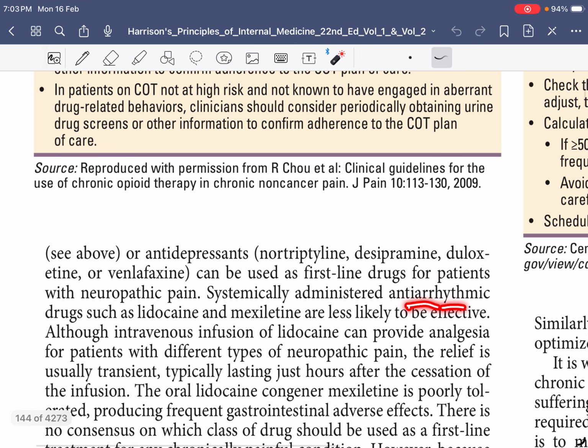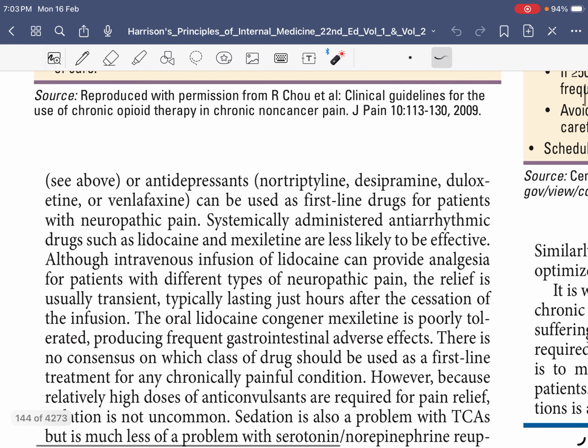Systemically administered anti-arrhythmic drugs such as lidocaine and mexiletine are less likely to be effective, although intravenous infusion of lidocaine can provide analgesia for patients with different types of neuropathic pain. The relief is usually transient, typically lasting just hours after the cessation of the infusion. The oral lidocaine congener mexiletine is poorly tolerated, producing frequent gastrointestinal adverse effects.